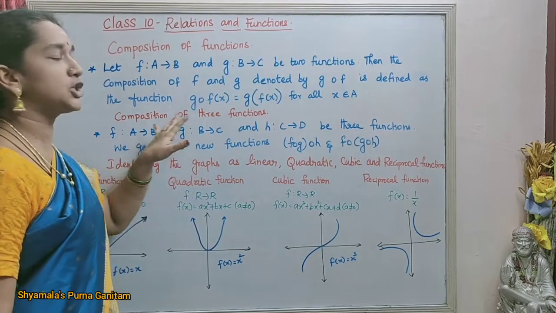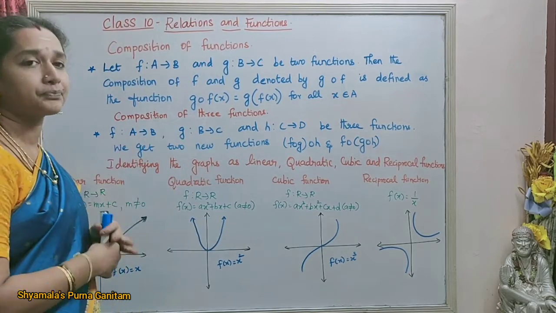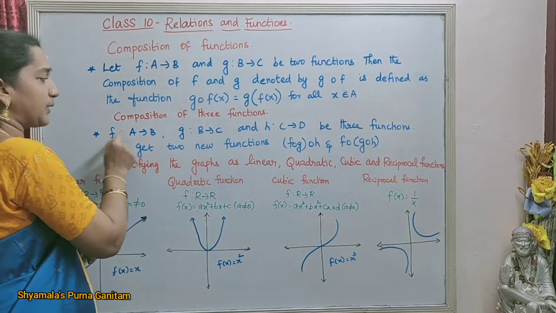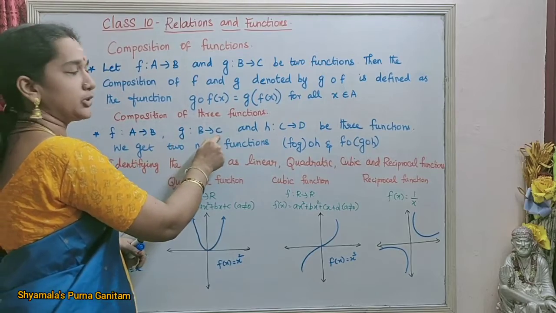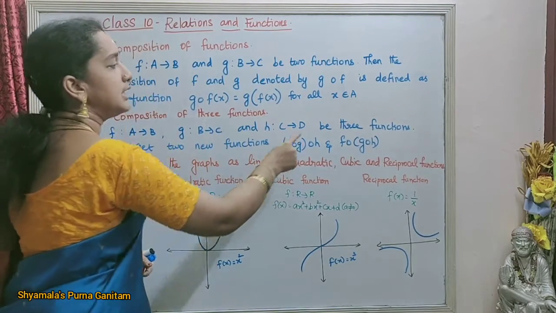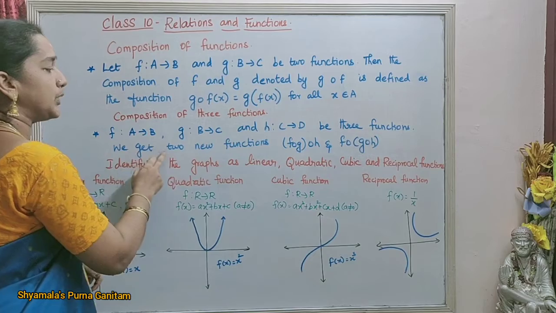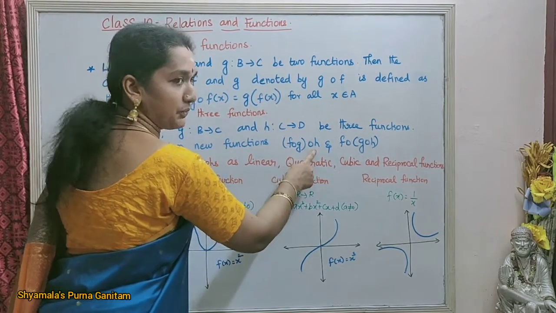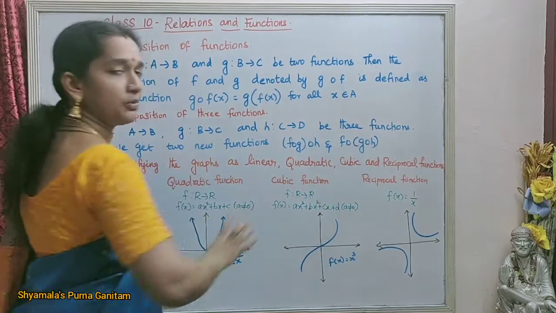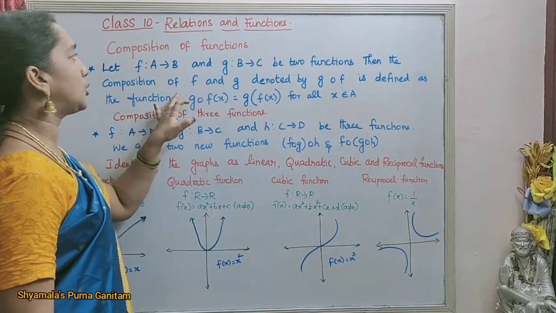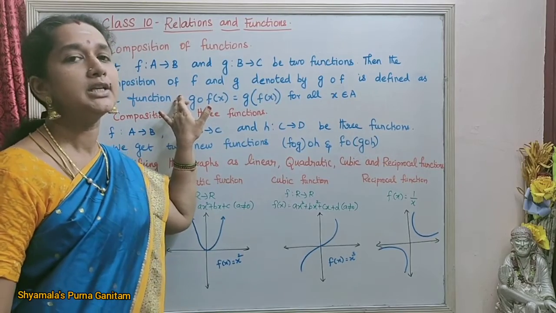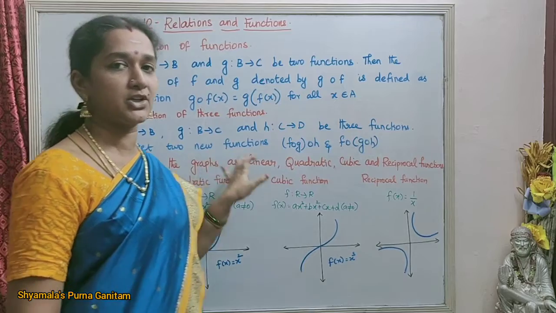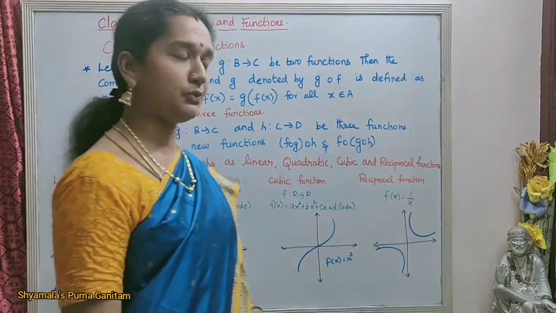Now for the composition of three functions, we take three functions: f from A to B, g from B to C and h from C to D. So we get two new functions, that is (f o g) o h and f o (g o h). Composition of functions is not commutative, but composition of three functions is associative.